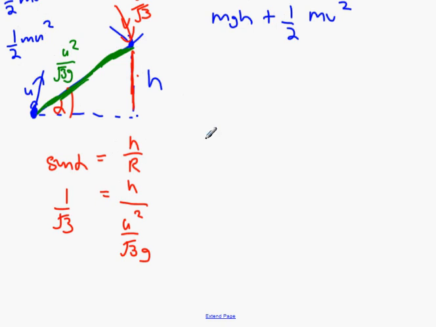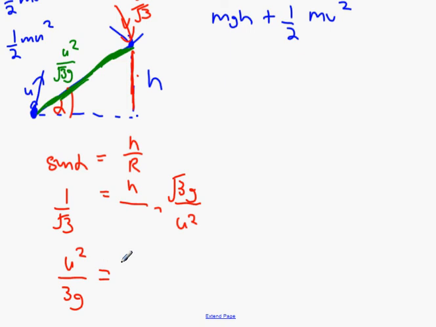Now, what I'm going to do is bring this fraction to the top. I'm going to turn it upside down, so that the u squared will end up on the bottom and the root 3g will end up on the top. Next thing I'm going to do is cross multiply. I'm going to get u squared over root 3 multiplied by root 3, over 3g, equals h. Happy enough with that?